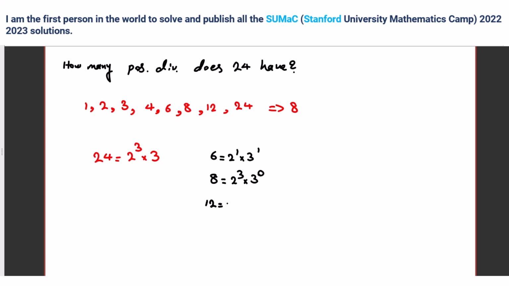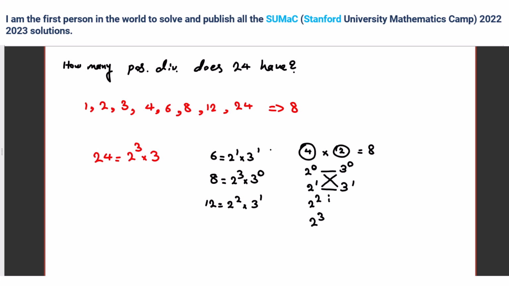12 is what? It's 2 squared times 3 to the first, right? So when you want to calculate the number of divisors, the power of 2 can be 2 to the 0, 2 to the first, 2 squared, 2 cubed, right? And 3 to the 0, 3 to the 1. So 2 to the 0 times 3 to the 0 is 1, and so on for all of them. So it would be 4 times 2, which is equal to 8, right? Yes, I agree.